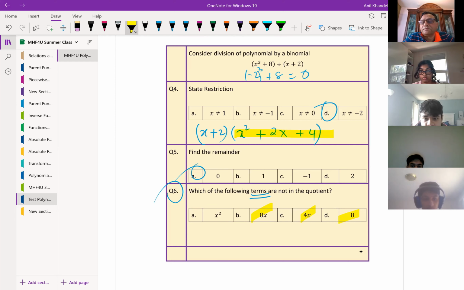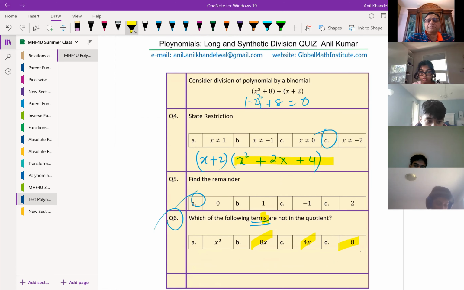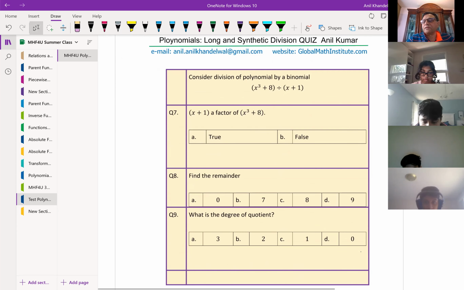8x. There are 3 terms. So 8x, 4x. All 3 are not there, correct? Only x squared is there. So you have to be careful sometimes, there could be multiple answers. Is this part clear? So basically, we used our formula, which we derived in the last class. Not in this sheet, but in the previous sheet, and we got our answer. Is that clear to you?